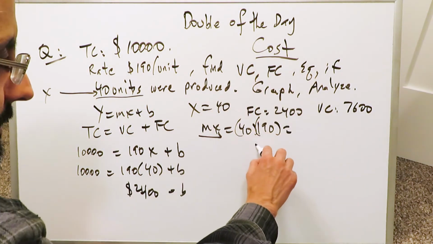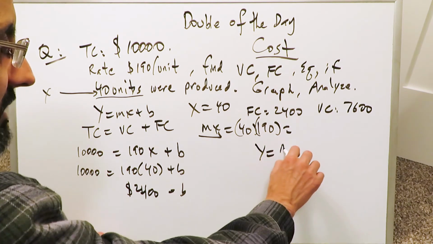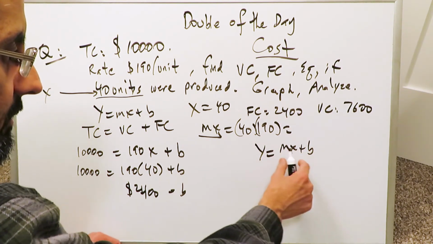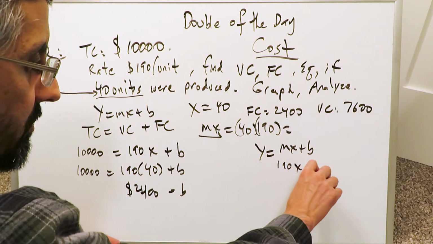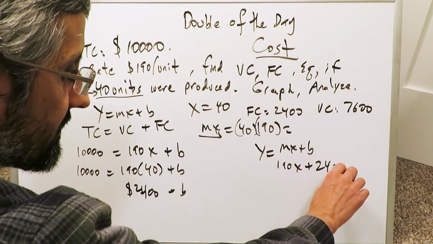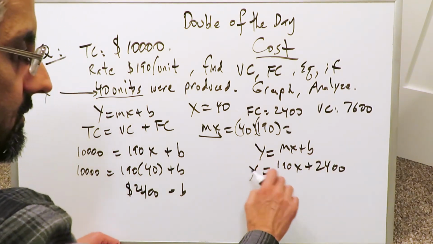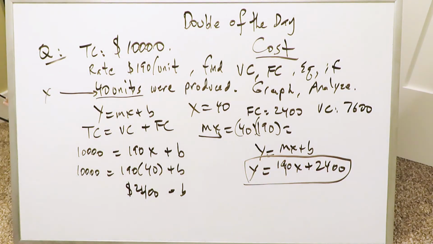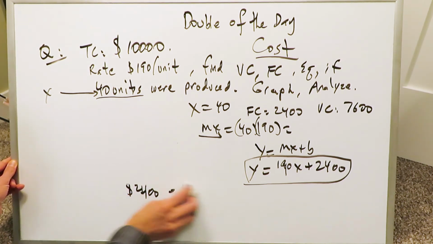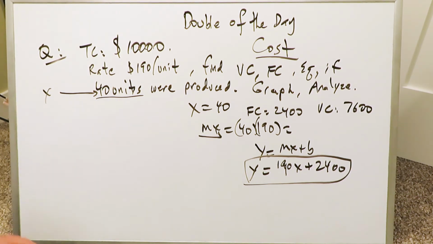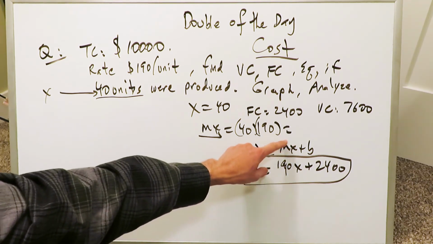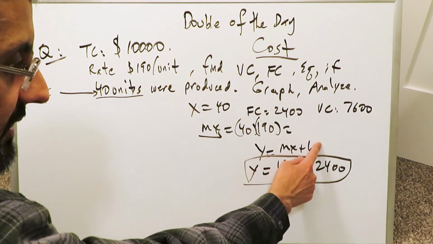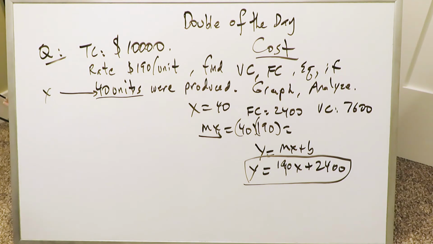Now we have to generate our equation. Y is equal to mx plus b, right? Mx over here is 190x plus the b, which is your fixed cost, 2,400, and this is equal to y. This right here is my equation. Now all we have to do is graph it and analyze it, and then we'll be done with this question. It seems like a lot, but trust me, it isn't, because everything is breaking down into what mx stands for: slope, the y-intercept, the fixed cost, the variable cost, and the total cost. Not too hard. Now let's graph it.